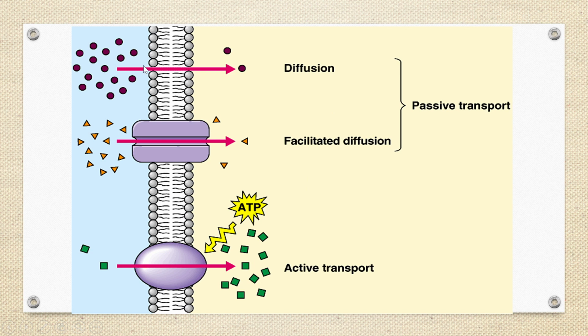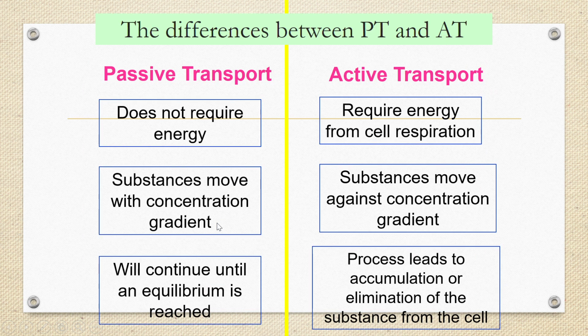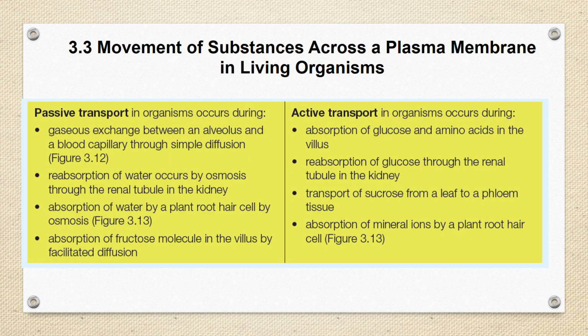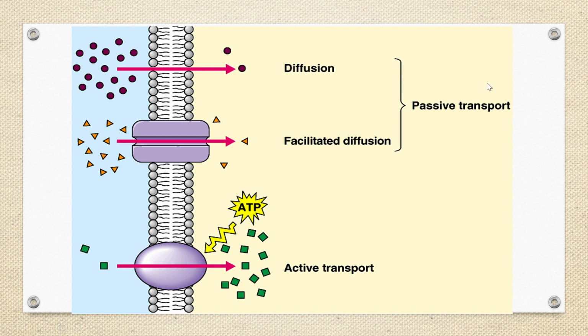These three show you the differences between simple diffusion, facilitated diffusion, and also active transport. Okay, it's a good summary to summarize the story that we've just discussed. Okay, let's just look into that. Okay, that's it about 3.2.